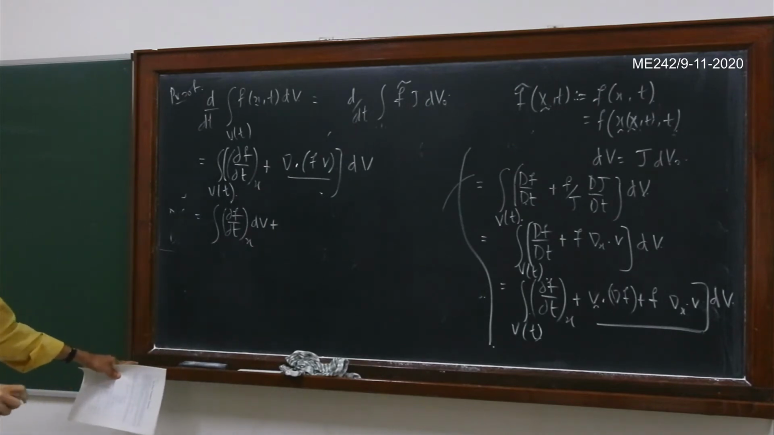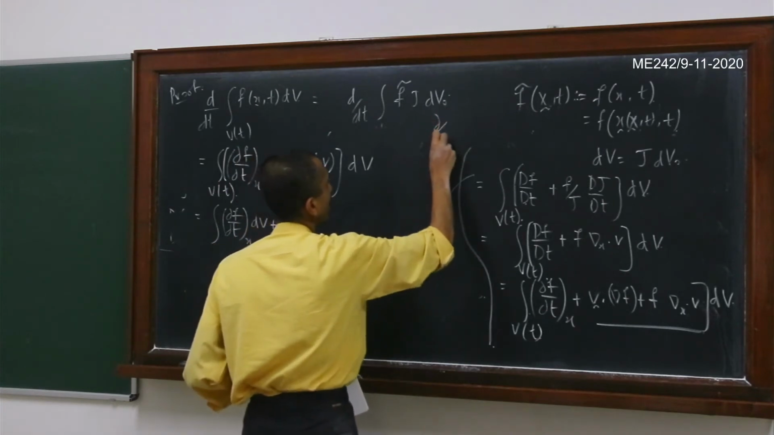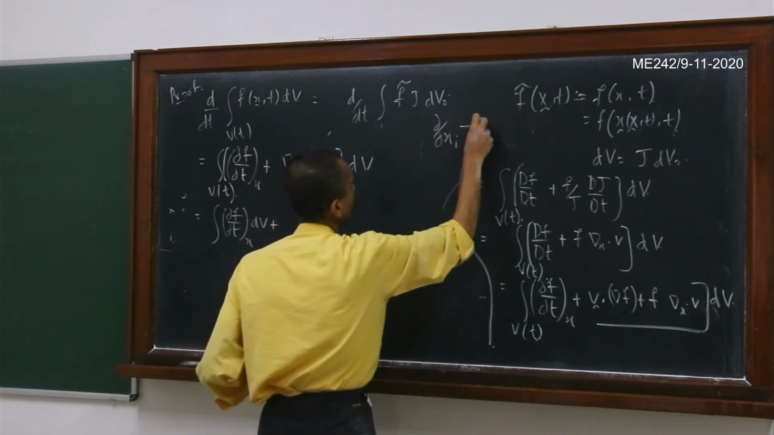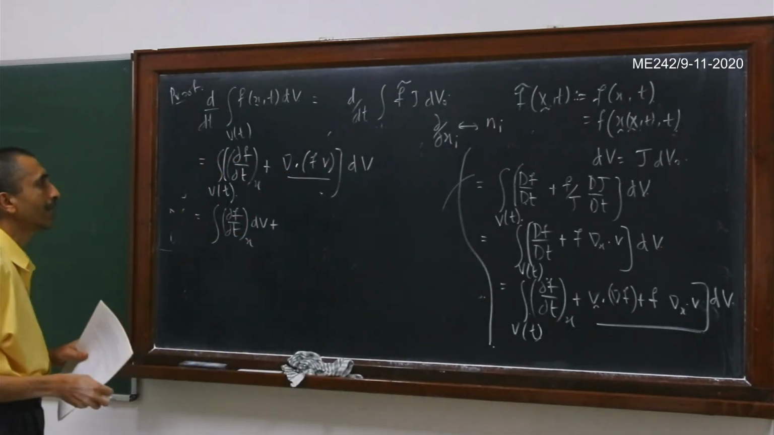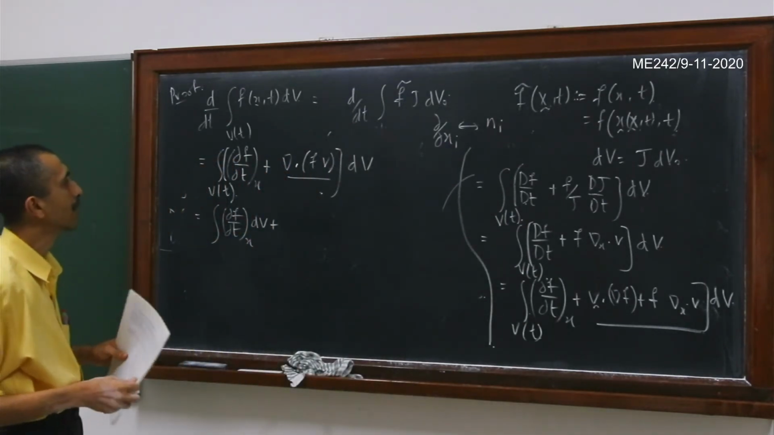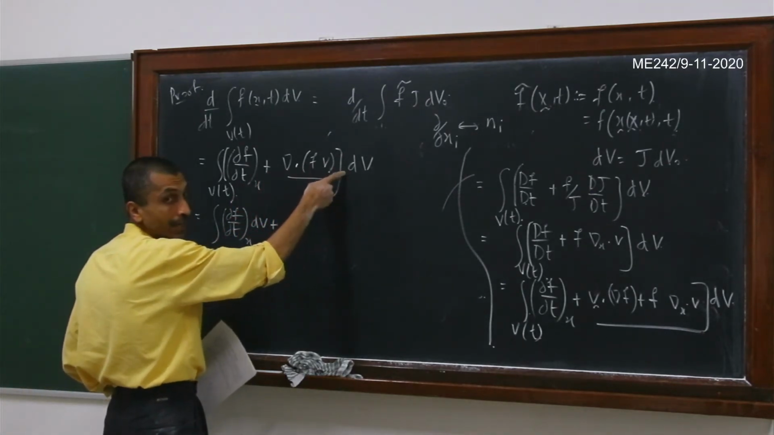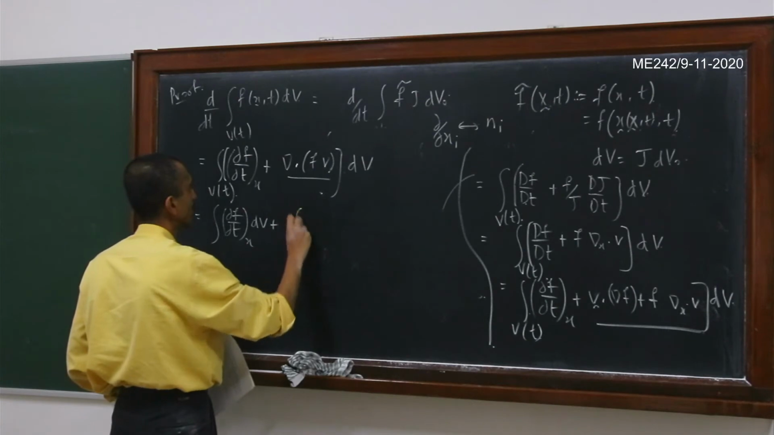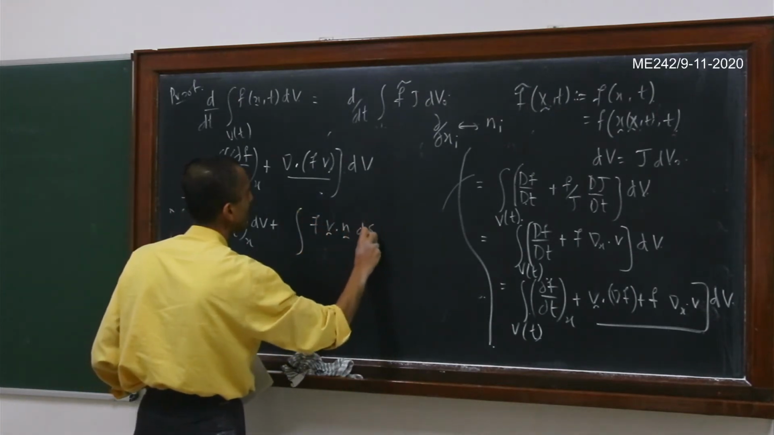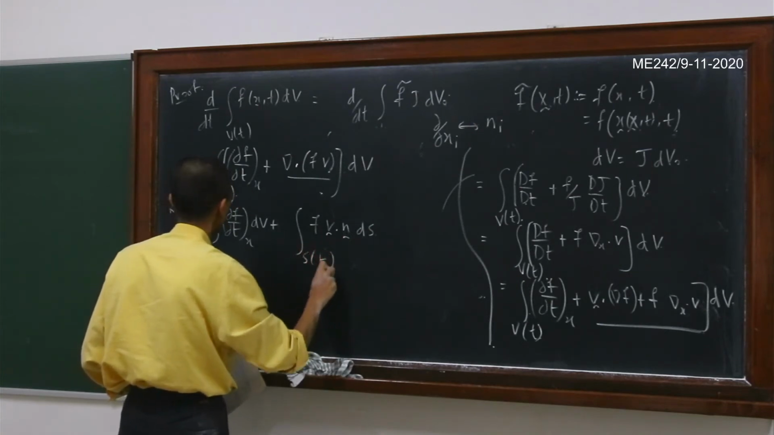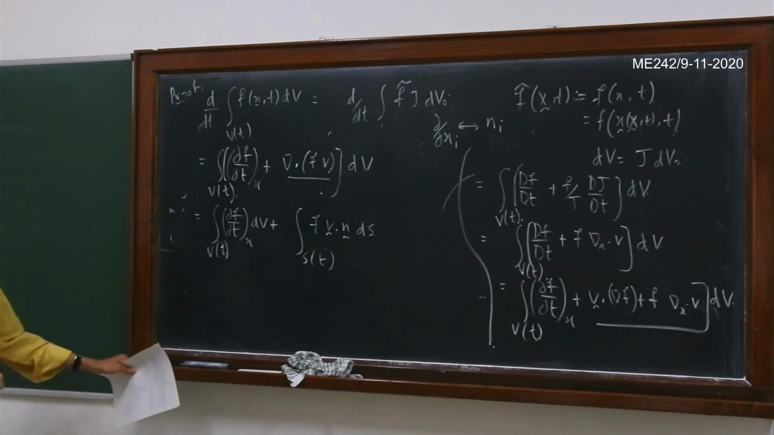If you recall the recipe for the divergence theorem, that was del by del xi goes to ni. So del dot fv will go to fv dot n. Correct? So this can be written as fv dot n times ds over s of t. And so that completes the proof of the first transport theorem.